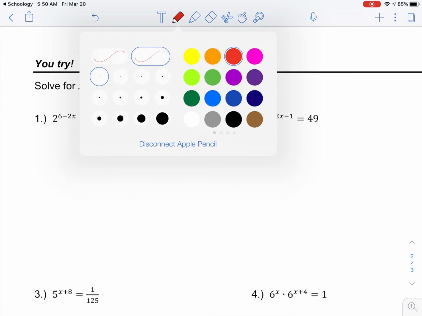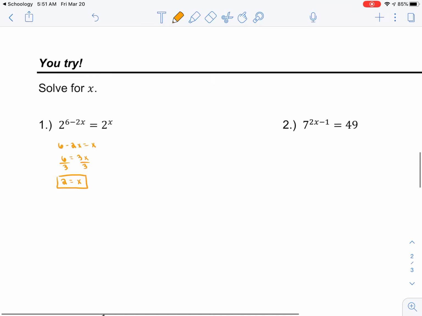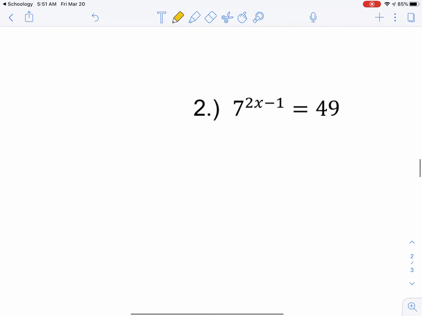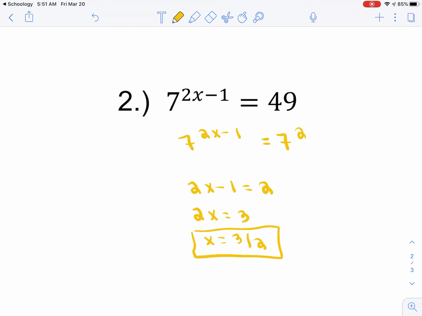Hey, welcome back. So this is the work for the next 4. For this one, you could just set the exponents equal since they already have the same base. When you add the 2x, you would get 3x on the other side. And then you could divide by 3 to get x equals 2. For the next problem in the set, they don't have the same base, but we can rewrite 49 as 7 squared. And once we do that, we can set our exponents equal. Getting a lot of 3/2.